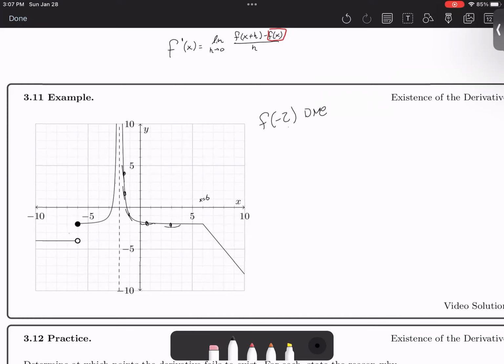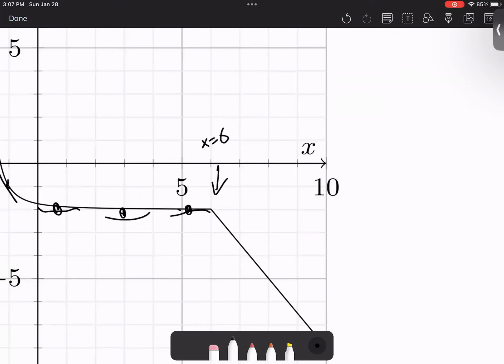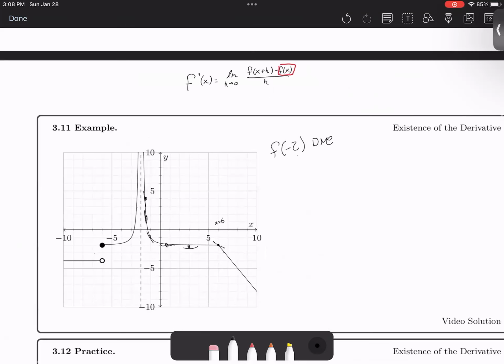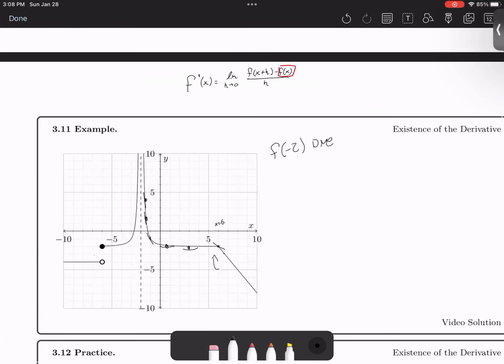So our derivative exists for all of these points, except for at that cusp. If we thought about drawing tangent lines here, from the left-hand side, we have horizontal tangent lines. From the right-hand side, we have a negatively sloped tangent line. So the derivative, or the tangent line on that cusp, is not well defined. It does not exist. So if you ever have a sharp turn like this, the derivative does not exist.